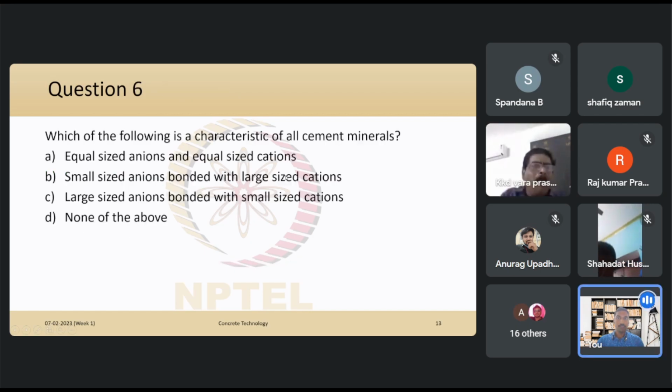Moving on to question number 6. Which of the following is a characteristic of all the cement minerals? Option A is equal sized anions and equal sized cations. Option B is small sized anions bonded with large sized cations. Option C is large sized anions bonded with small sized cations. And option D is none of the above.